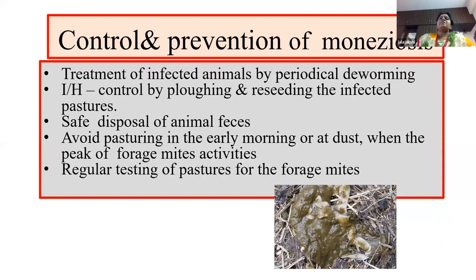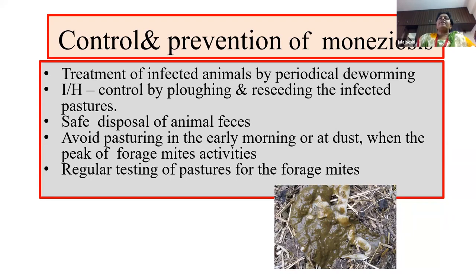Mainly control and prevention of this monieziasis is through keeping all stray dogs away from eating carrion or other raw meats in the farms, and treatment of all infected animals by periodical deworming with albendazole and praziquantel combinations, and control of intermediate host by regular ploughing and reseeding of infected pastures to prevent the mite infestation and lice infestation, and proper disposal of sheep feces, and avoid pasturing our small ruminants in the early mornings.